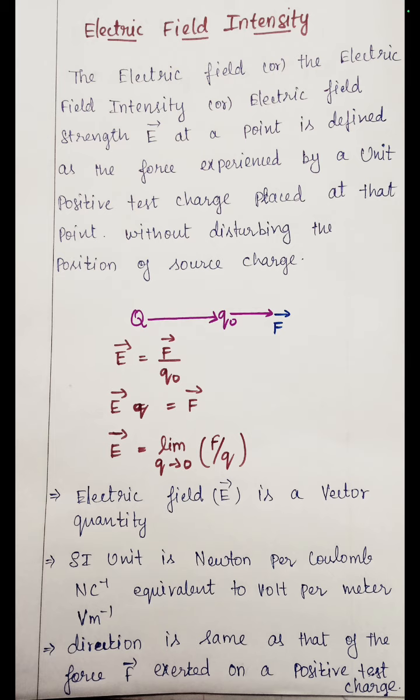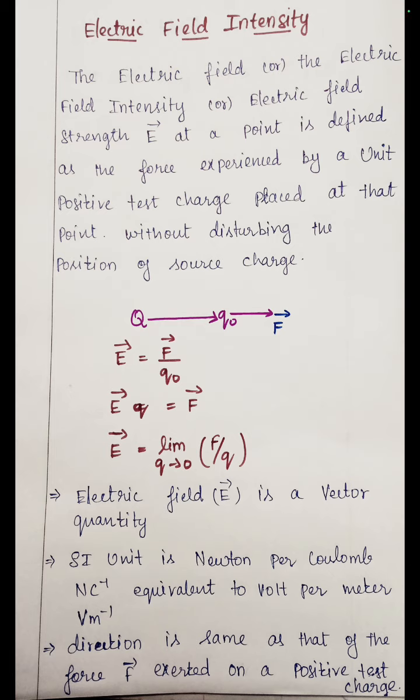How can we denote that? E vector is equal to F vector divided by q naught. That is, force per unit test charge is known as the electric field. And from this we can calculate the force also, the electrostatic force between the source charge and the test charge. If we know the electric field of the source charge, the electrostatic force is E vector into q.